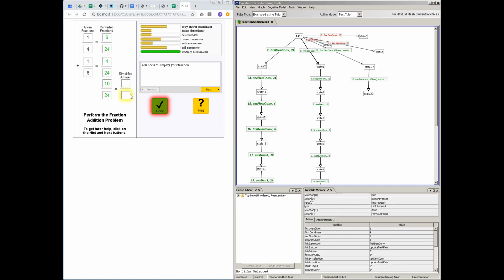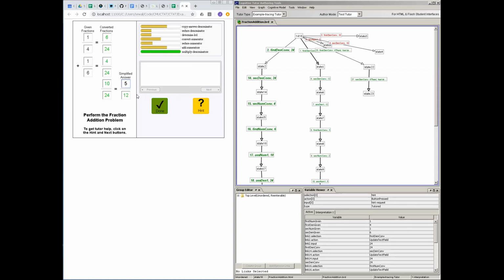It asks you to simplify your fraction, and what it's asking for is to get to the lowest terms. So to record all this behavior, you may have noticed that as I did the steps, they were getting highlighted down this path of this behavior graph. You see the other steps are still unhighlighted. So this is the steps through the solution that I was following.